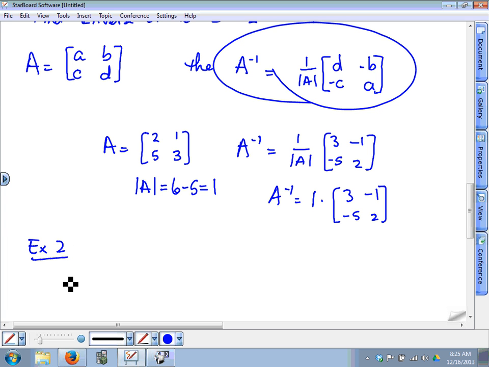Let's do example 2. Try this one on your own. I'm going to give you a matrix. Find the inverse. So A is equal to 4, 2, 5, 3. Find the inverse.